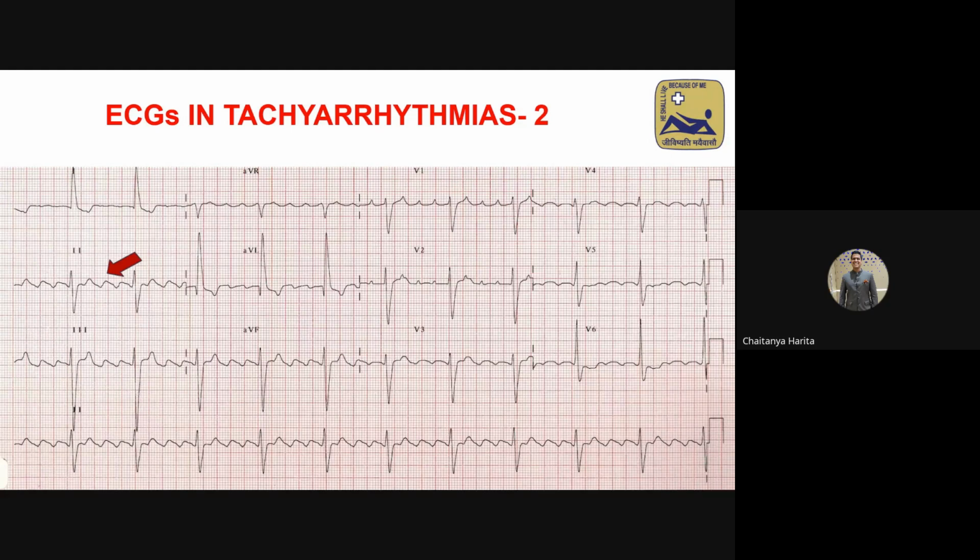Again, let's assume the calibration is normal, though it's not showing. You can see a left axis because lead 1 is positive and aVF is negative. It's a left axis deviation. Now, if you look at lead 2, which is the bottom, you'll notice that the QRS complexes are occurring regularly. The ventricular rate here is 75. There are about 4 boxes, so 300 by 4 is about 75, which matches your pulse.